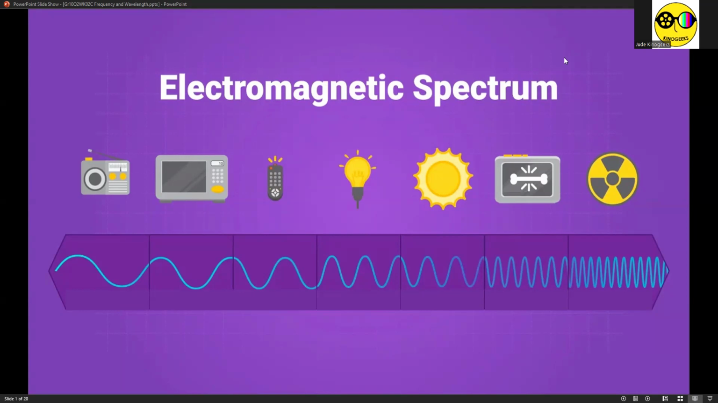This is the continuation of our lesson on frequency and wavelength. But before we proceed to that, let's first recap the components of the electromagnetic spectrum.